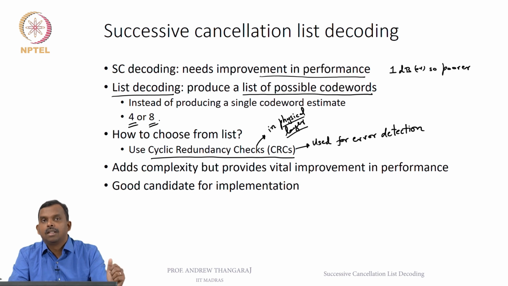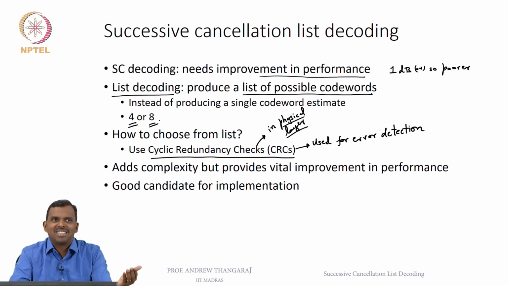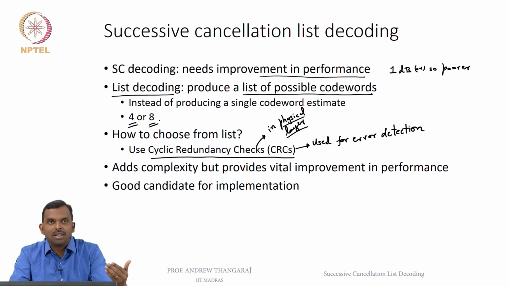Otherwise, if none of them pass the CRC check, you are in trouble, and if more than one pass the CRC check, also you are in trouble. You have to then pick something by some choice, but usually, as it turns out in Polar codes, that doesn't happen. So, usually you have one in the list as the valid code word, and that will pass the CRC check.